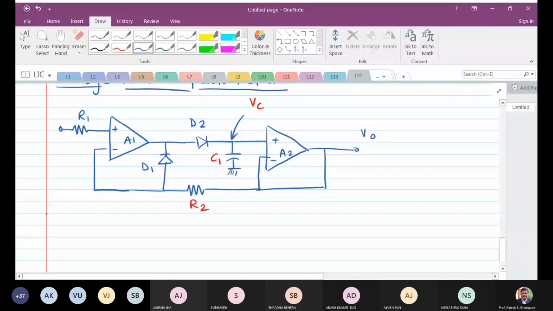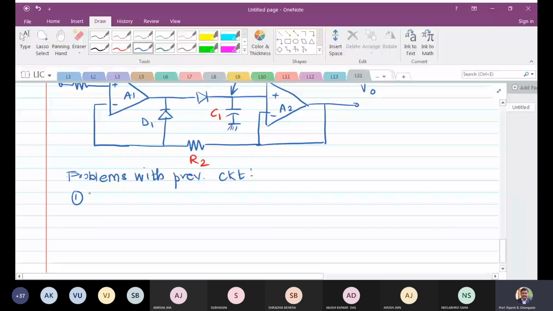So, problems with previous circuit. What are the problems? The very first, which should be obvious, is that the output peak is inverted. We don't want such a kind of thing.